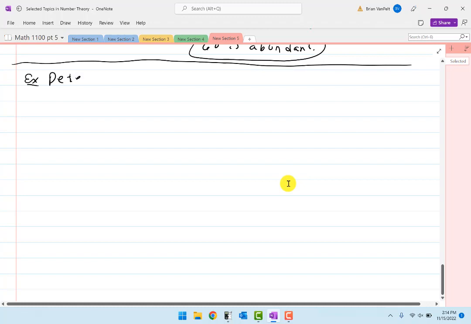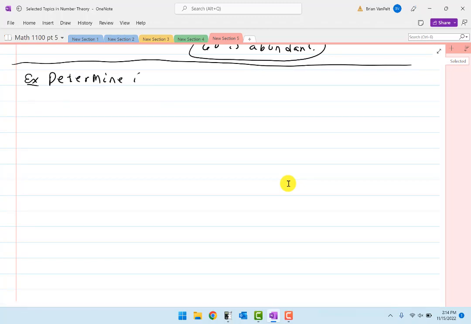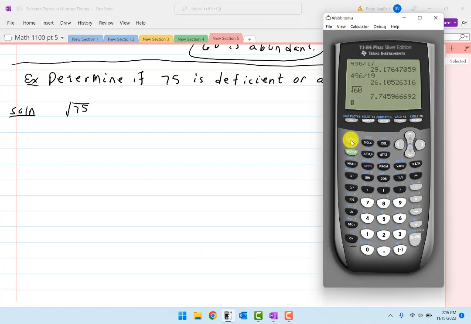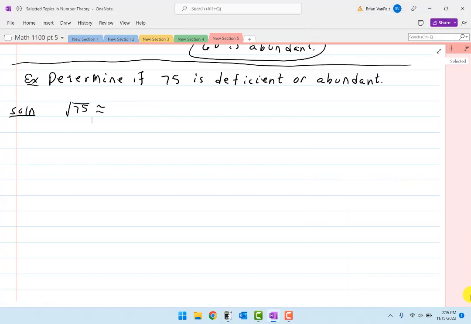Determine if 75 is deficient or abundant. So let's go ahead and get the square root of 75. I believe it's going to be 8 point something. Yeah, it's 8 point something, so all I'll do is go up to 8. We have 1, 2, 3, 4, 5, 6, 7, 8.